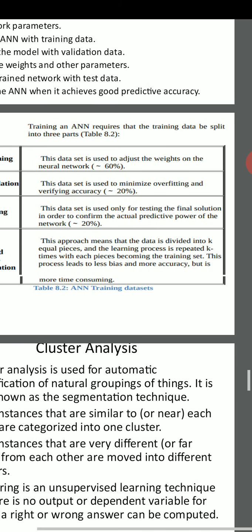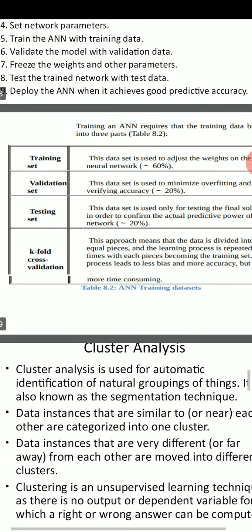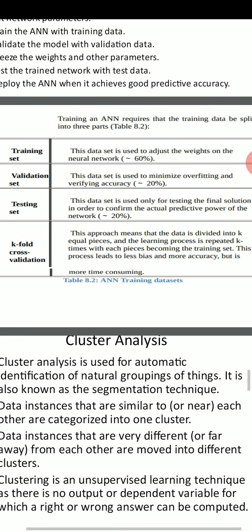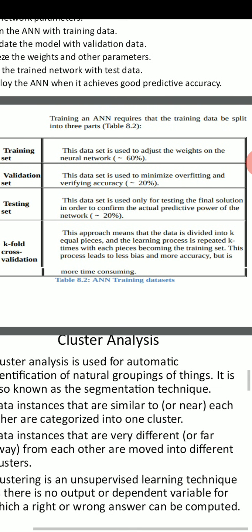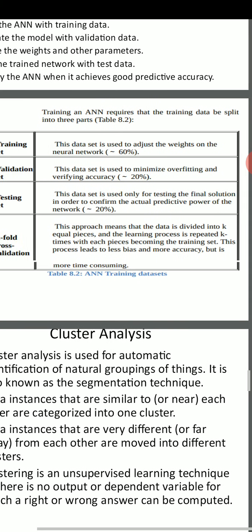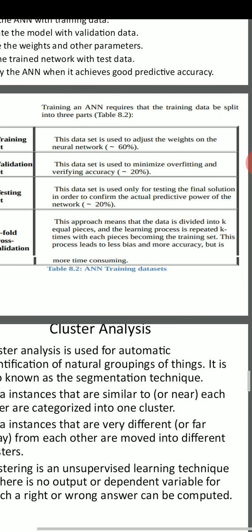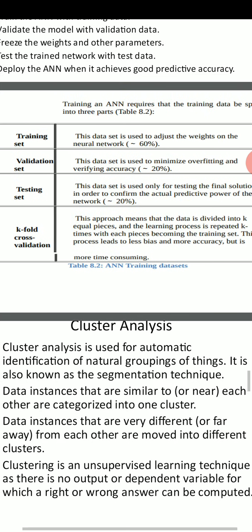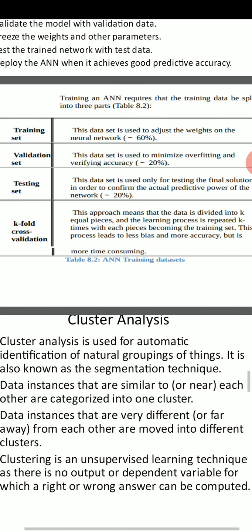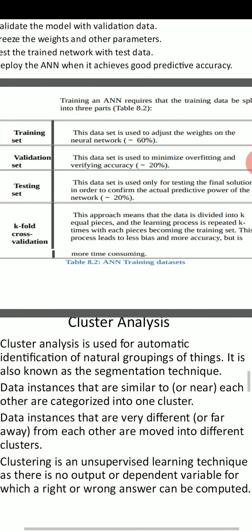So training an artificial neural network requires the data be split into three parts. Training data is used to adjust the weights on the neural network, that is 60%. Validation data is used to minimize overfitting and verify accuracy, around 20%. Testing data is used for testing purpose, the final solution, which is around 20%.